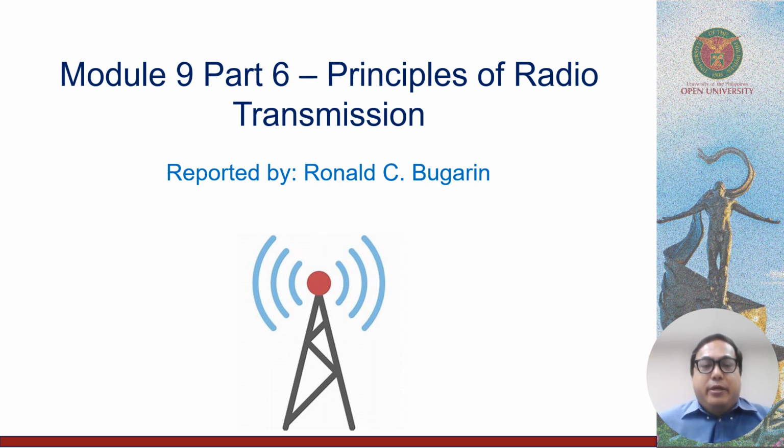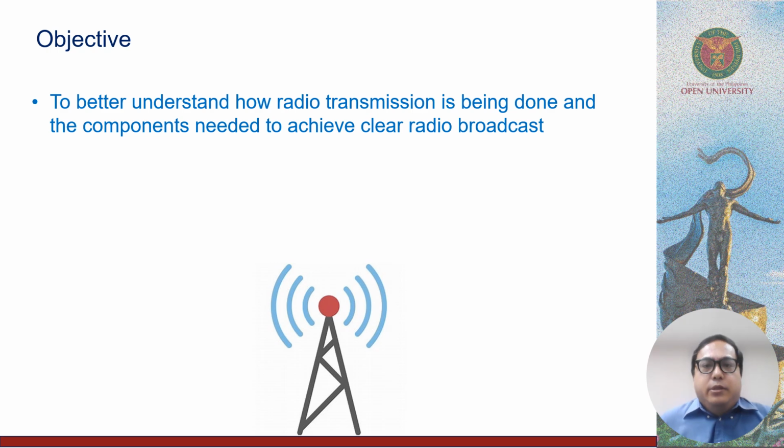This is Ronald Bugarin reporting for Module 9, Part 6 on Section C, which is on the principles of radio transmission. My previous classmates have already discussed some of the equipment that is utilized for radio transmission. In my discussion today, our objective is to understand the science behind radio transmission, how it is being done, and some of the components that are needed to achieve a very clear radio transmission, especially when we're doing it live over the radio stations.